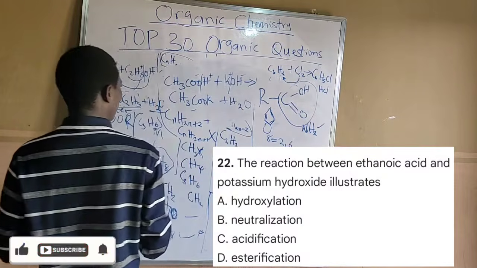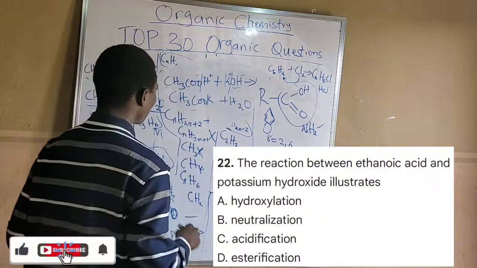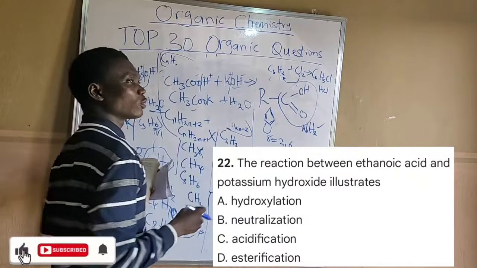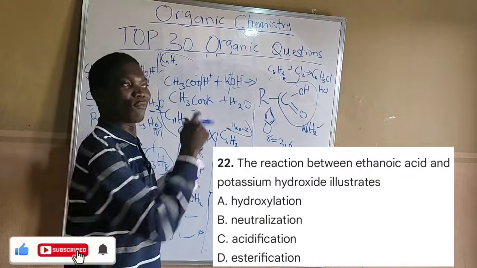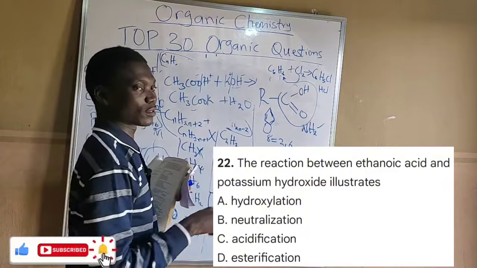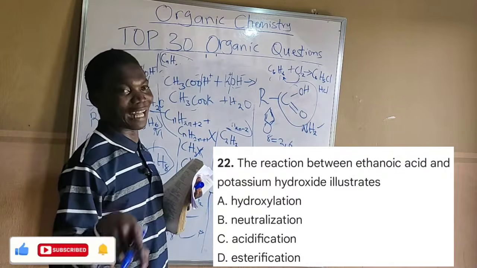Now, this reaction is called... this is a base. Potassium hydroxide is a base. We have soluble base and insoluble base. But another name for that base, because this is a soluble base, another name for base is called what? Have you forgotten? Don't forget your acid, base, and salt. Please drop that in the comments.